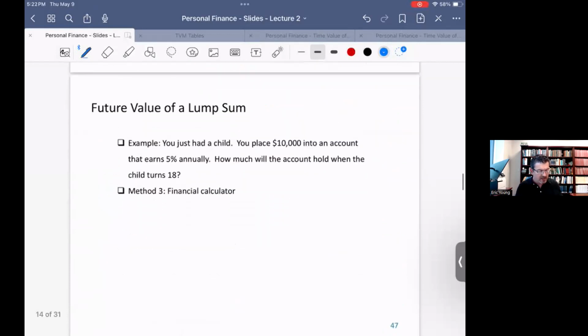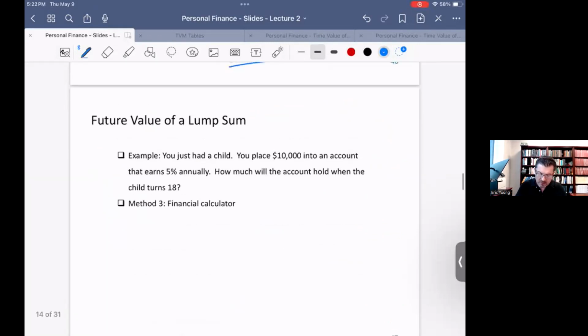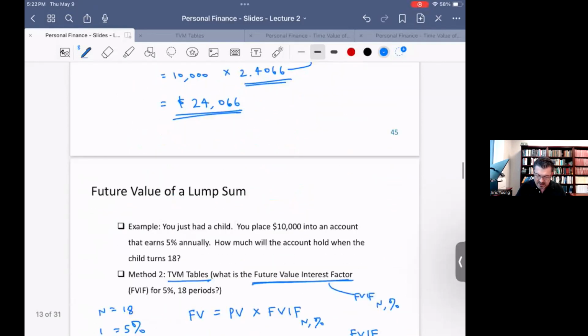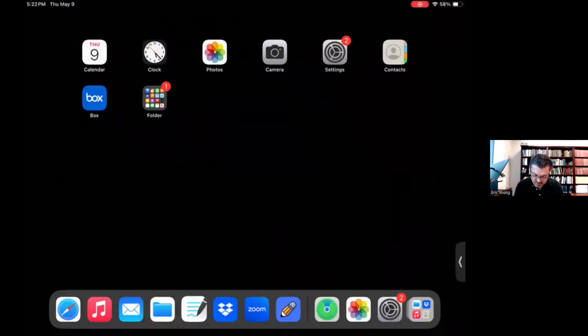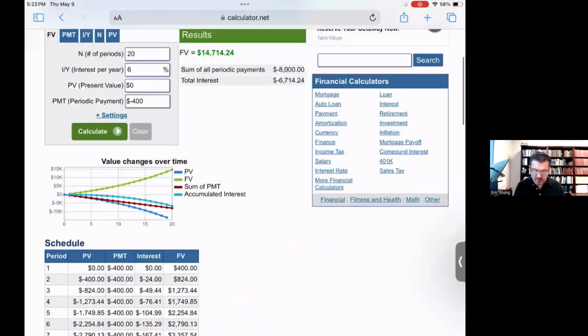Our third way is the financial calculator. Now, how do we do this? Well, on this one, it's going to be a bit clunky because I'm going to have to click over, but let's first get our numbers right. We said that we had present value 10,000, future value we're looking for, N is 18 and I is 5%. So I'm going to click over to here.